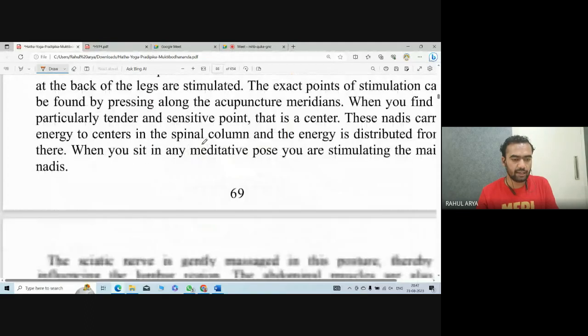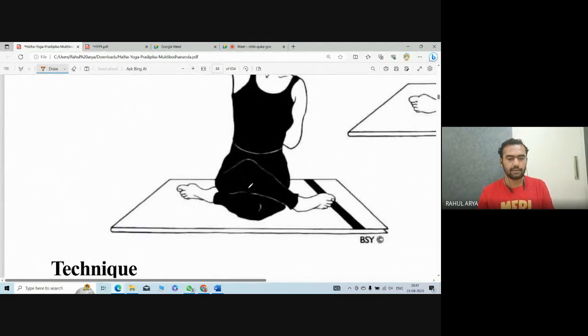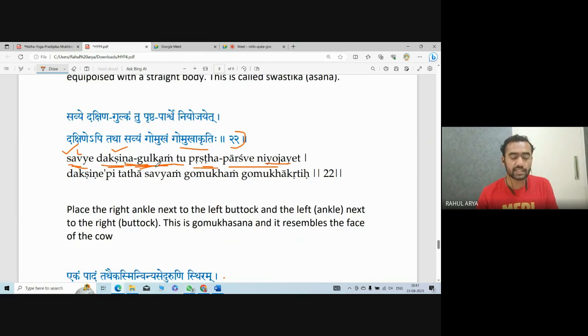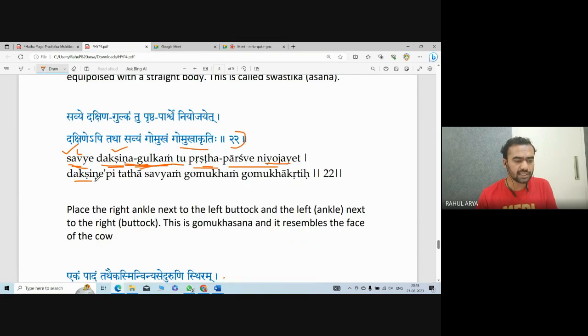Please look at the diagram, then you will get it easily. Please watch carefully. It is your right leg. Clear? It is your left leg. No doubt, right, left. In the sloka, it is mentioned: Savye Dakshin Gulfam tu means we have to put our right heel or right ankle to the left side. Right heel to the left side. Clear? And next is Dakshinam Api Tatha Savyam: the same which we did with the right leg, we have to do with the left leg also.